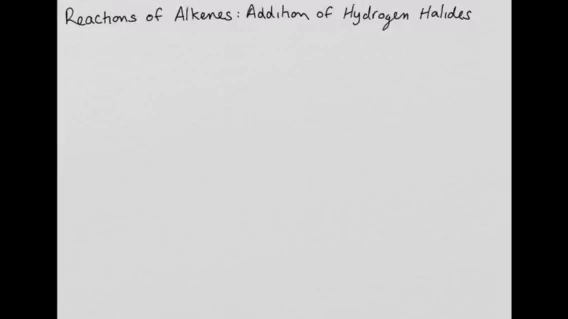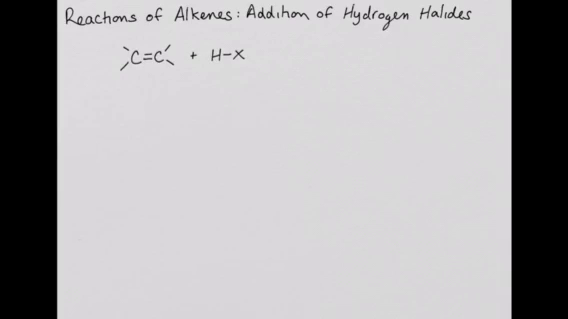The topic of this video will be the addition of hydrogen halides to alkenes. This is an electrophilic addition to alkenes, so the general reaction will look similar to the general reaction of the electrophilic addition to alkenes. Our alkene will act as our nucleophile. The other molecule will be a molecule of HX, a hydrogen halide.